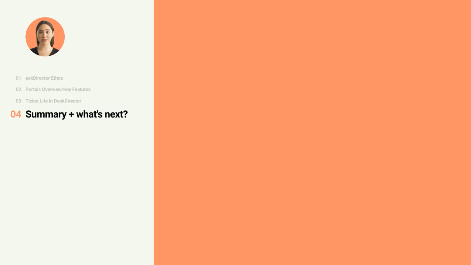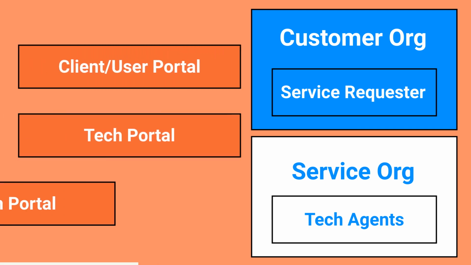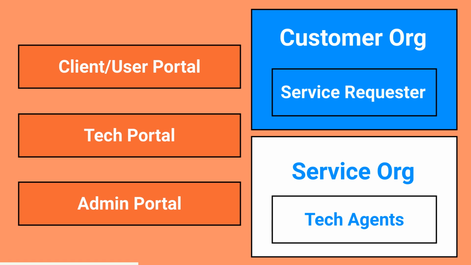There is so much more to explore and customize within DeskDirector to make life easier for both the customer and service organizations. To summarize, DeskDirector distinguishes itself by also prioritizing the customer organization's user experience, unlike other ticket management software that only focus on the service organization. DeskDirector functions using 3 portals: client, tech, and admin, which function together to streamline the ticket management process. DeskDirector also has some key features, such as forms, chat, contact groups, notifications, the Learning Center, approvals, and task lists.